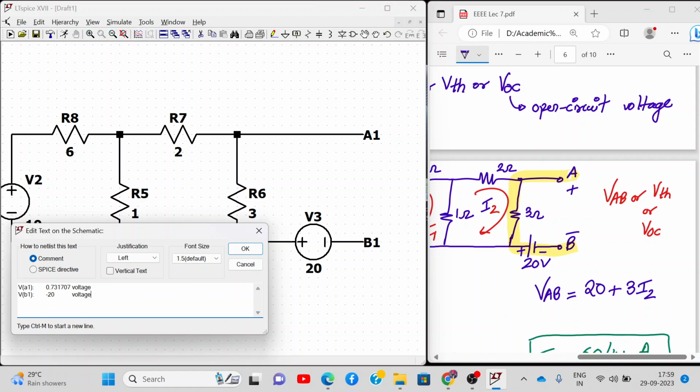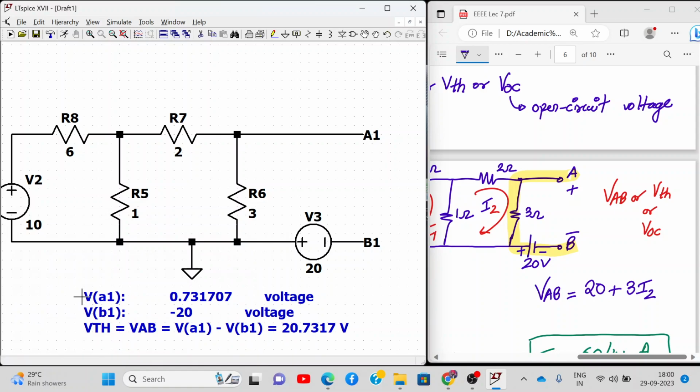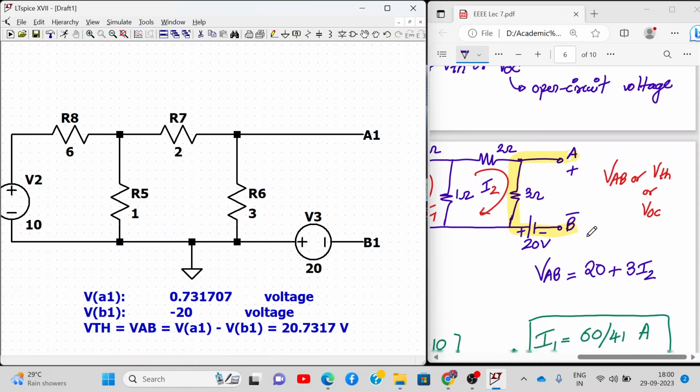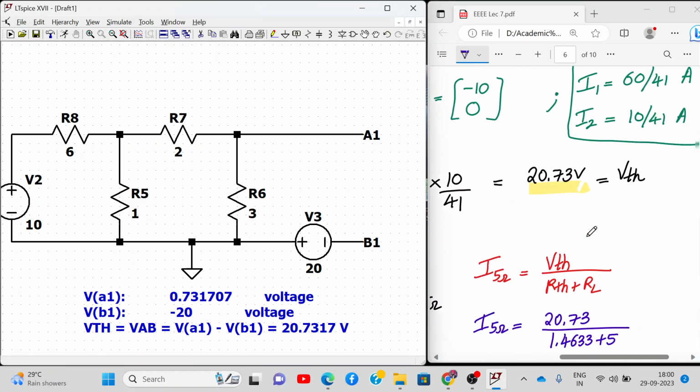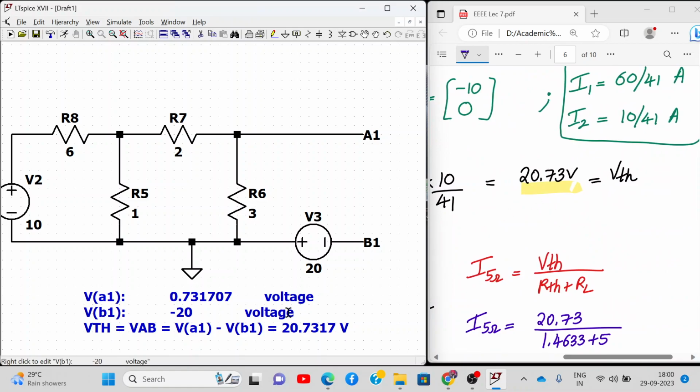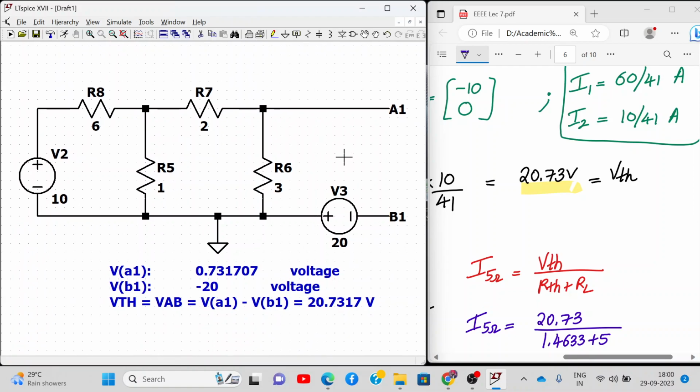Now, what is the value of VAB? Let me add it to the next statement. VTH is equal to VAB, which is equal to V of A1 minus V of B1 in this case. And that is coming out to be 20.7317 volt. That's the value of Vth which we get. Let us check it out. Yes, we got Vth as 20.73, and by simulation also we are getting around 20.73. So yes, the answer is correct.